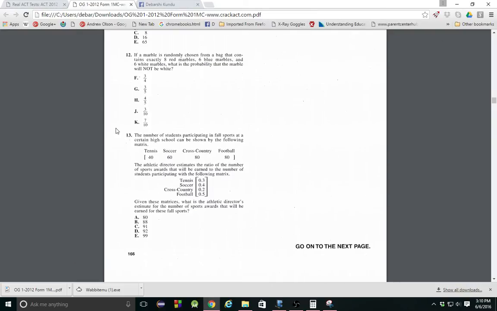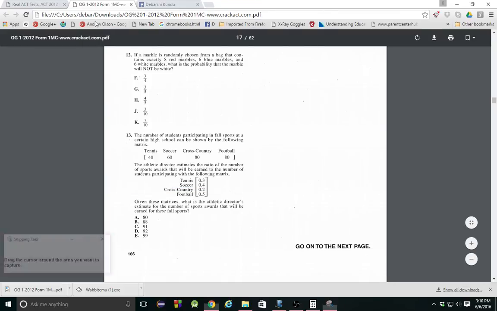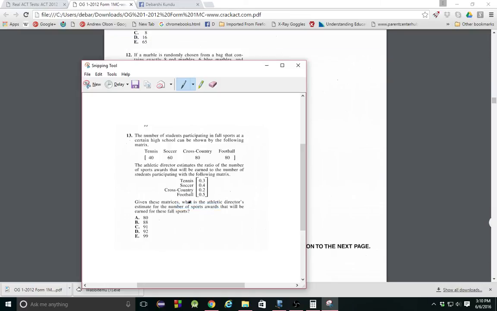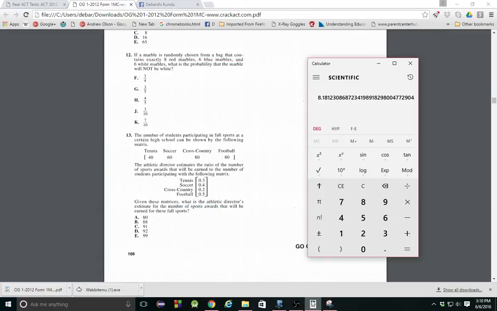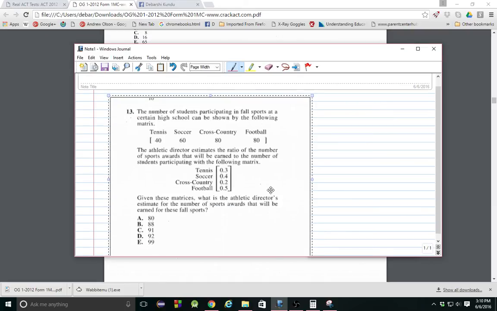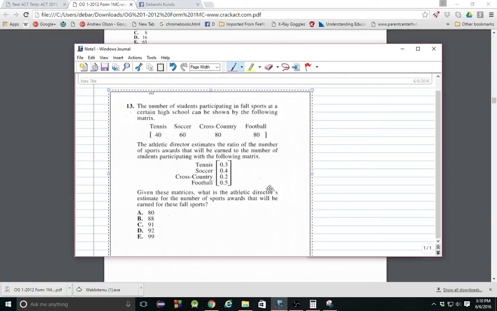This is the final problem for this video. The number of students participating in fall sports at a certain high school can be shown by the following matrix. The athletic director estimates the ratio of the number of sports awards that will be earned to the number of students participating with the following matrix. Given these matrices, what is the athletic director's estimate for the number of sports awards that will be earned for these fall sports? All you have to do is multiply the matrices together.